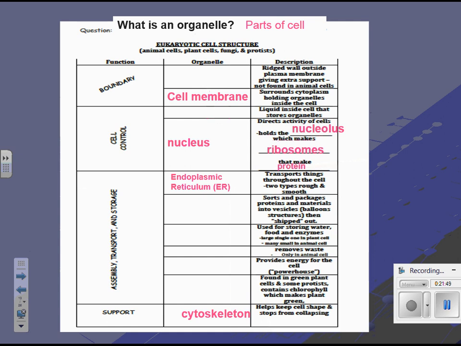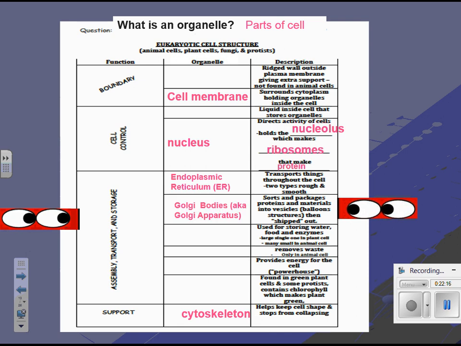Armani. Thank you. Do not yell out. What description should we be looking at? Sanabi. Yep. Sorts and packages proteins and materials. I want you to highlight sorts and packages. And then highlight the word shipped. Sorts, packages, and ships. And that's the Golgi body, also known as the Golgi apparatus. Anything that's up here, I would highly suggest that you do it too.